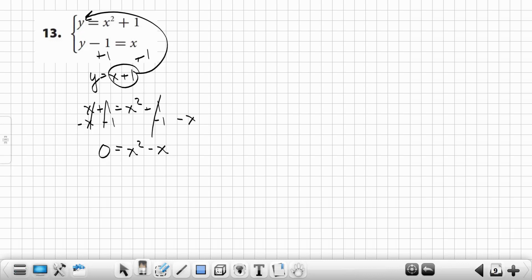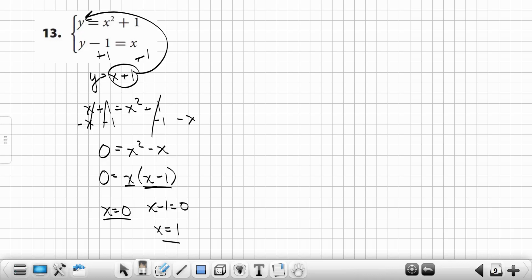I can factor this. 0 equals both of those terms, x squared and x, can give up an x. So I factor an x out, I get x minus 1. If that's throwing you off, that's from Algebra 1. If that's throwing you off, guys, you got to come to tutoring or something, okay? So now I take the first term, x equals 0, and I take the second term, x minus 1 equals 0. Add 1 to both sides, and I get x equals 1. So my two solutions are 0 and 1 for x.